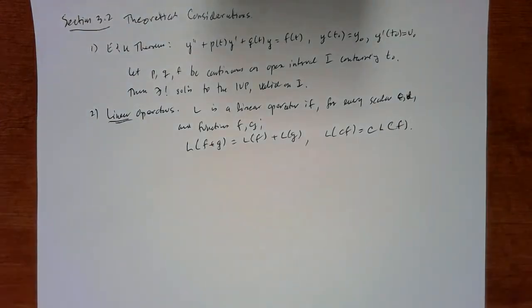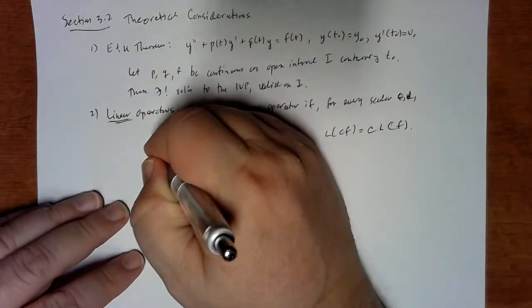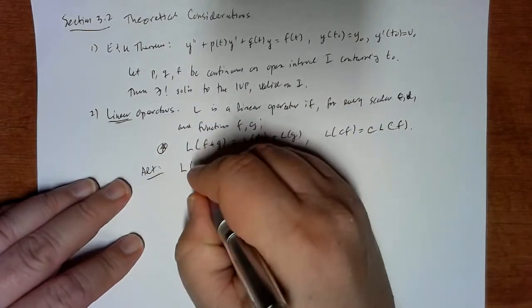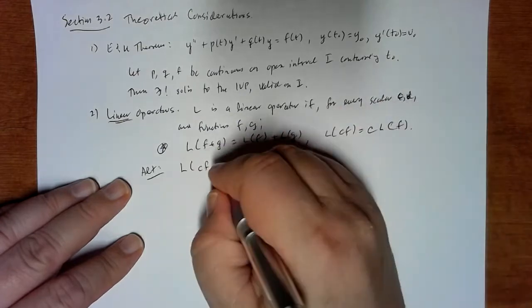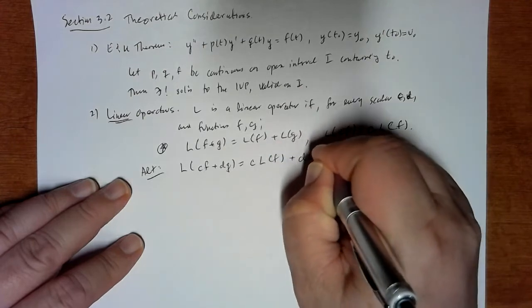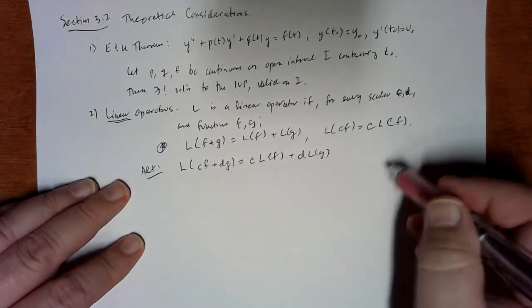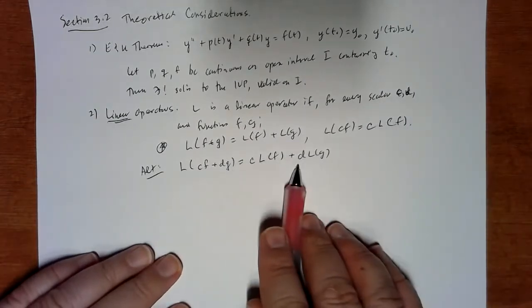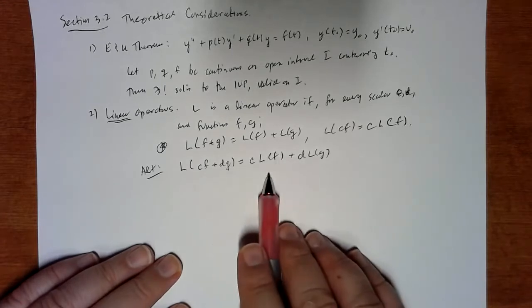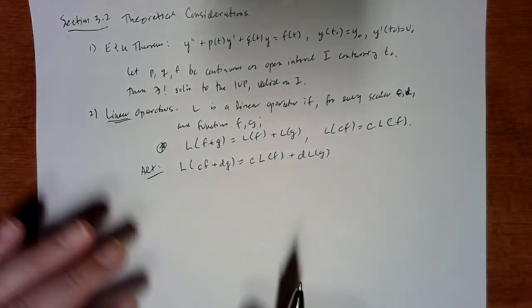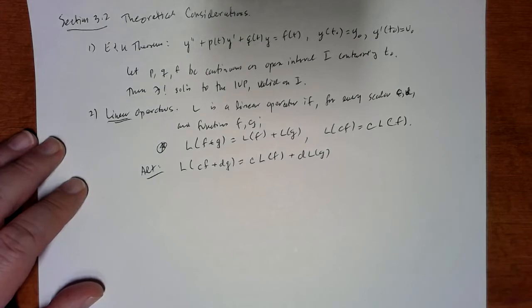Okay. Now, some people will combine those two things into one, and that is fine if you want to do it. So, alternative way of saying it is that L of cf plus dg is equal to c times L of f plus d times L of g. Okay, so either way you want to say it, I think the physicists like this one better because this actually represents a certain principle that we talked about last time. Do you remember what it was? Superposition principle. Yes, we'll talk about that in just a second.